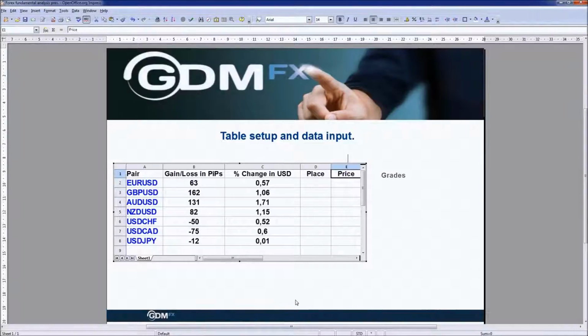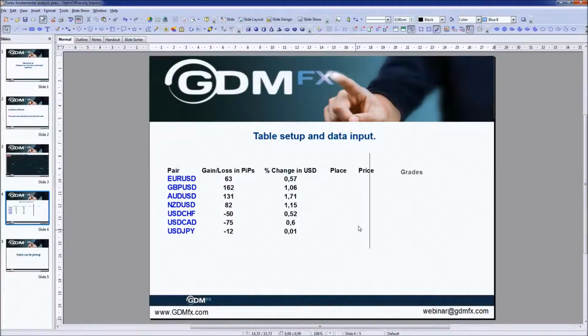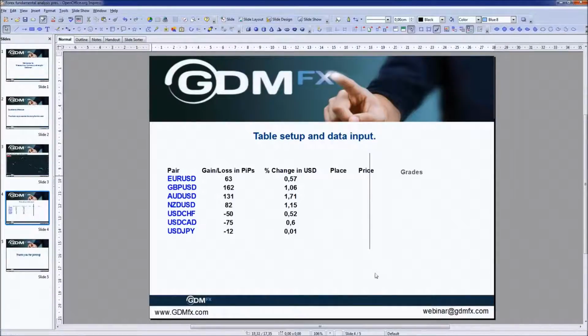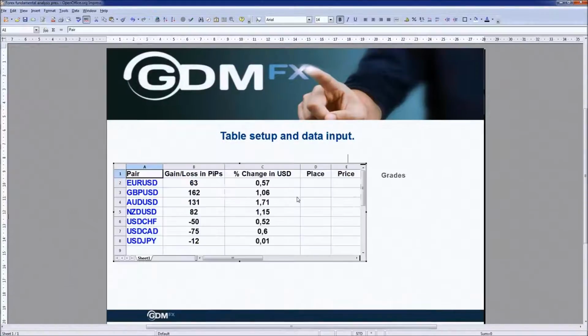So this is the actual data that we're going to work on. Right now we've got to start placing numbers on different currency pairs. So for example, first place, second place, and so on, down to seventh place.